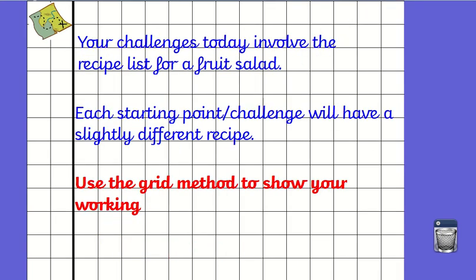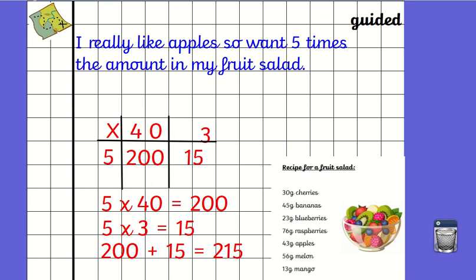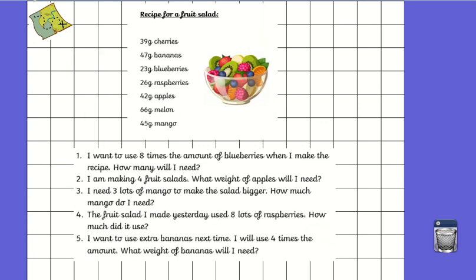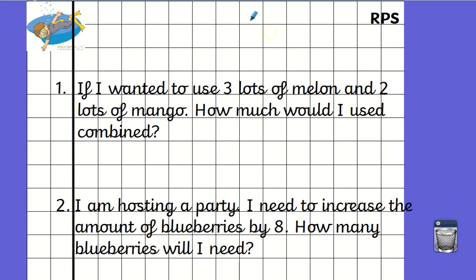So your challenges today involve the recipe list for a fruit salad. Each starting point challenge will have a slightly different recipe. You must use your grid method to show your working and write the sums underneath. So it's really important that me and Mrs. Edwards see this part as well, okay? This part is really important, okay? So, bronze, yours are here. Silver, gold, and then platinum. Okay, you've got some more worded problems.